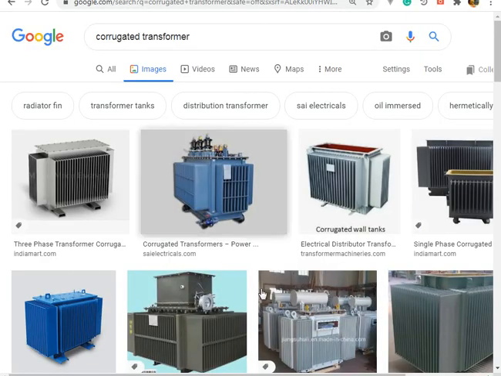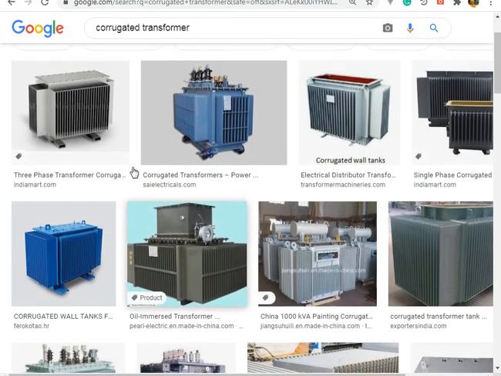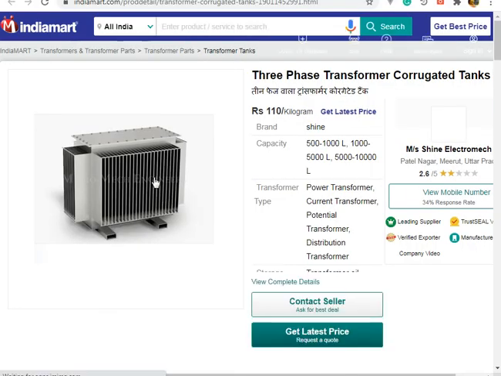This is the practical corrugated transformer. You can see this is the same transformer with the corrugated walls. This is not tubes, this is corrugated walls. You have increased the surface area so that it can cool down fast. This type of transformer radiator is normally used only in transformers where there is a space constraint. If you have little space and have to fix the transformer inside a building, corrugated wall is normally used there.